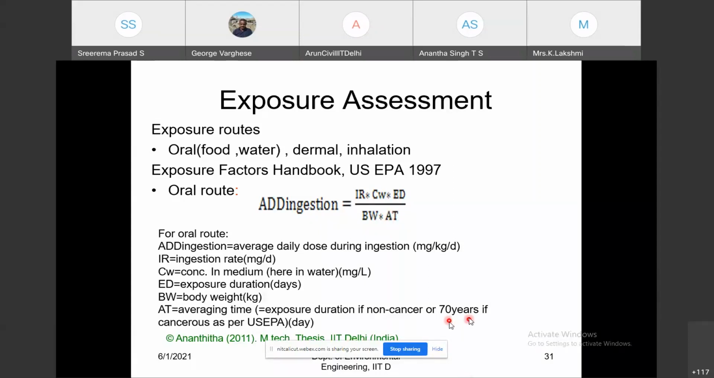I mean, we can find out the average life expectancy for the Indian population. We can put it there. Well, you can mention 70 years. You can put 70 years also.